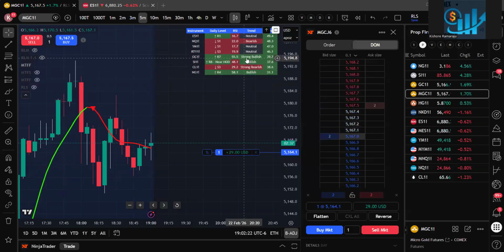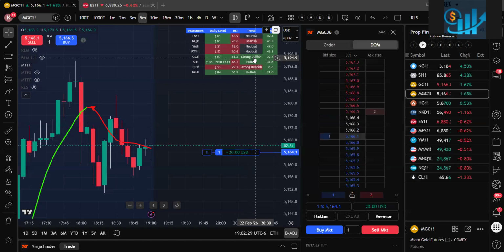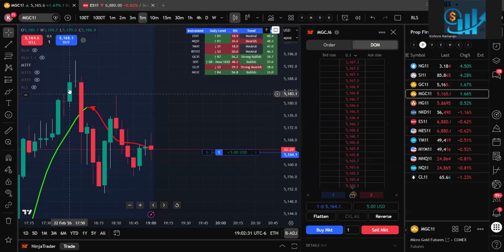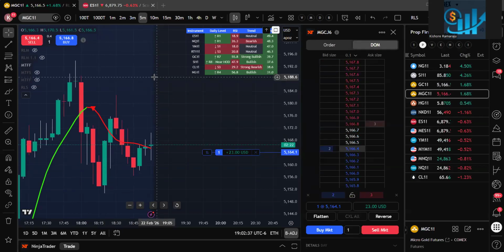Again, just to remind you, GC, any pullback is a good opportunity, any drop, because it is very strong bullish. The GC, silver, natural gas, whenever price comes to the bottom of the band, they are good opportunities to go long.